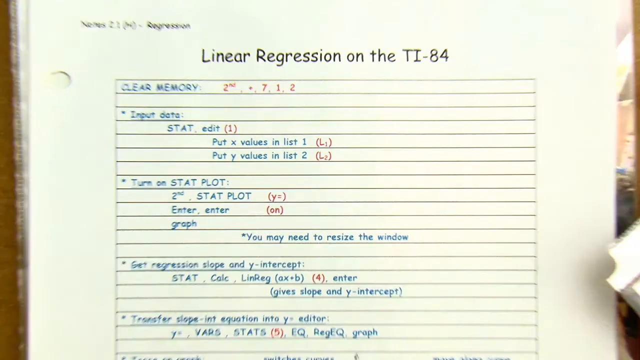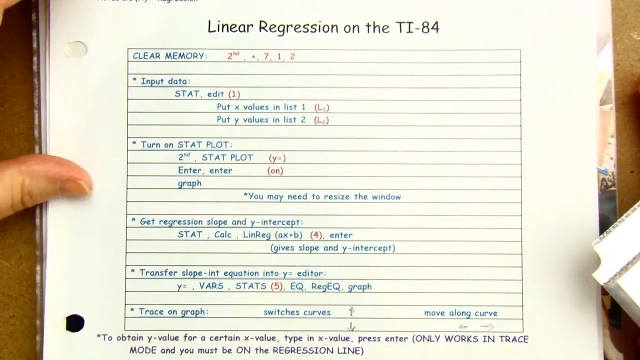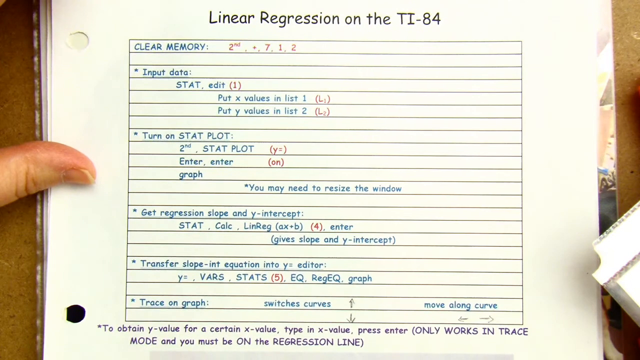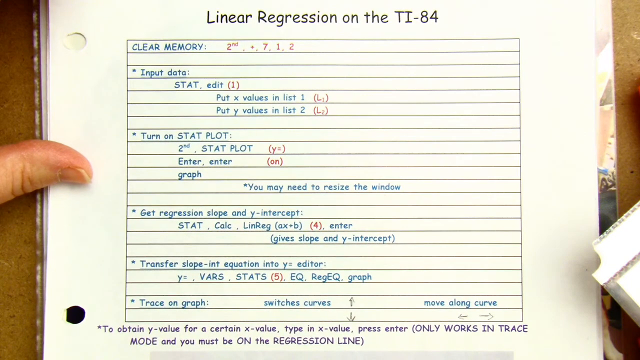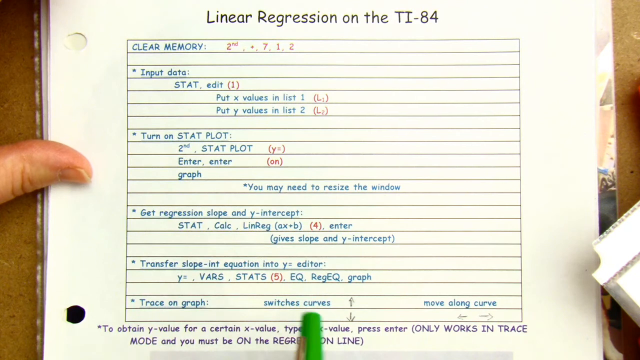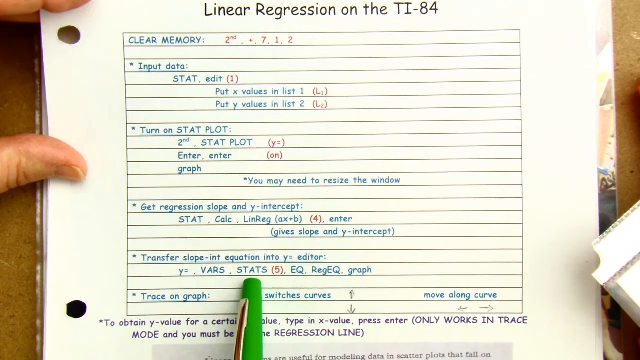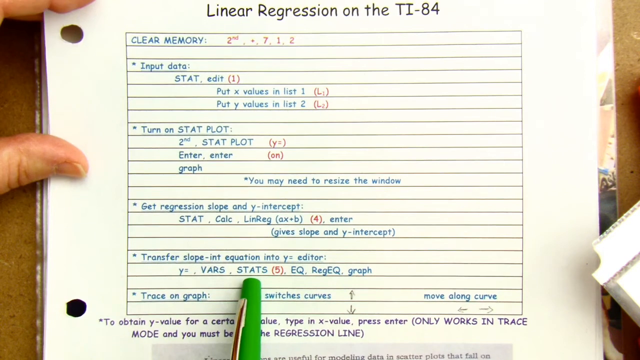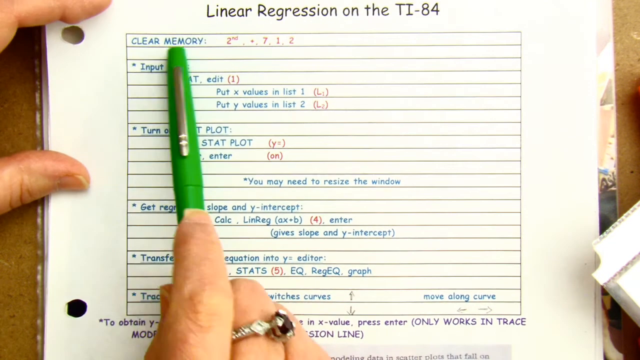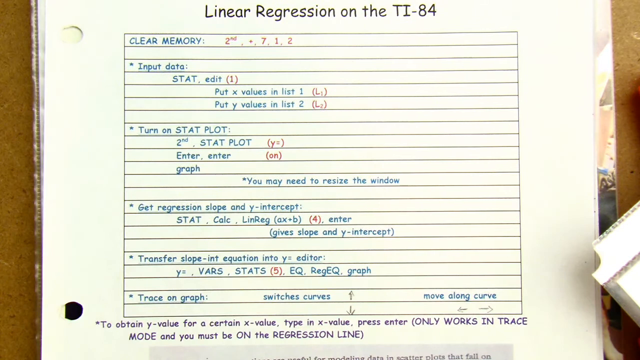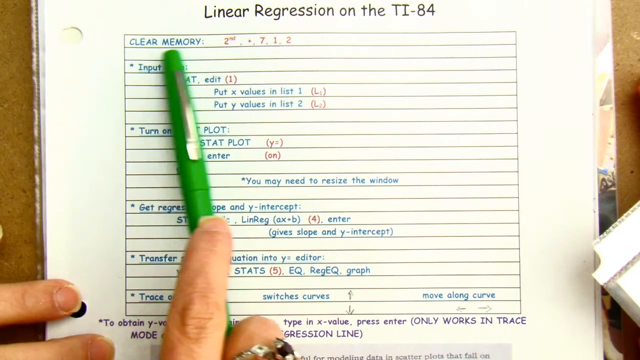Alright, so let me zoom out a little bit, and we'll at least take it to this point here. And then I'll move this up a smidgen more so you can see what's on the bottom. But first, and hopefully you printed out this note sheet, it just makes it a little neater. You're going to clear the memory, second plus, 7, 1, 2.